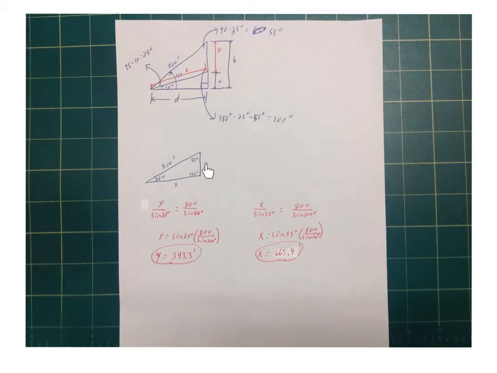So, the unknown Y over the sine of 35 would equal 800 over the sine of 100. Multiply each side by the sine of 35, put it in my calculator. Then for X, X over the sine of 55 would equal 800 over sine of 100. And multiply each side by sine of 55 degrees, and I also have the X.